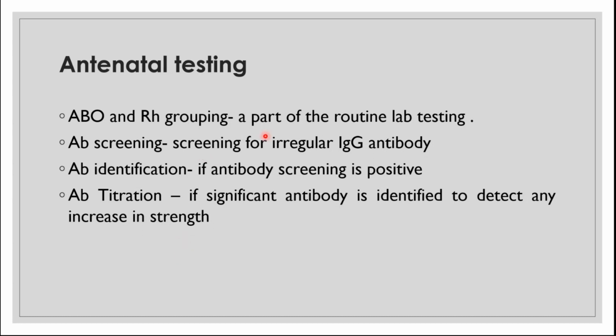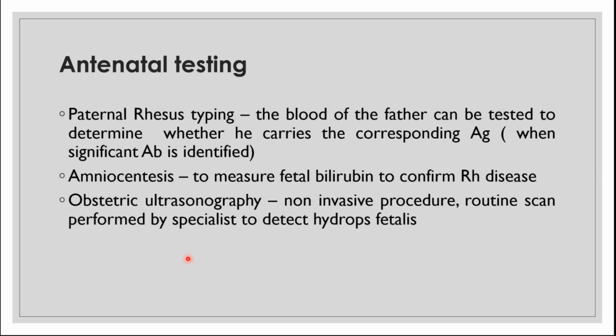ABO and rhesus screening is part of the routine lab testing, with antibody screening for irregular IgG antibody. Antibody identification proceeds if the screening is positive. Antibody titration is done when a significant antibody is identified, to determine the strength of the antibody. Paternal rhesus typing means the blood of the father can be tested to determine whether he carries the corresponding antigen. Amniocentesis measures fetal bilirubin to confirm rhesus disease.